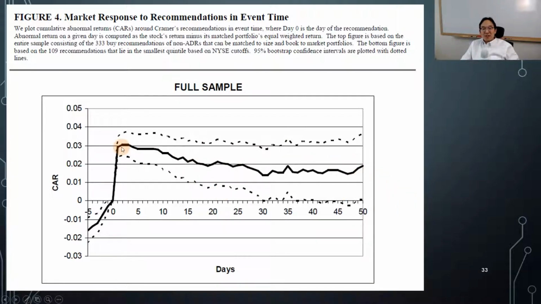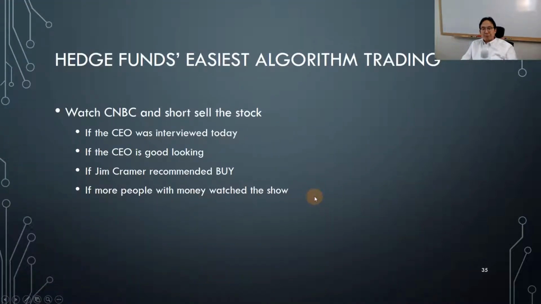This is a time when the individual investors will be like, oh yes, I know that stock, I'm going to buy that one, giving money to those hedge funds who will short sell it. That's it. So for hedge funds, the easiest algorithmic trading was like that.